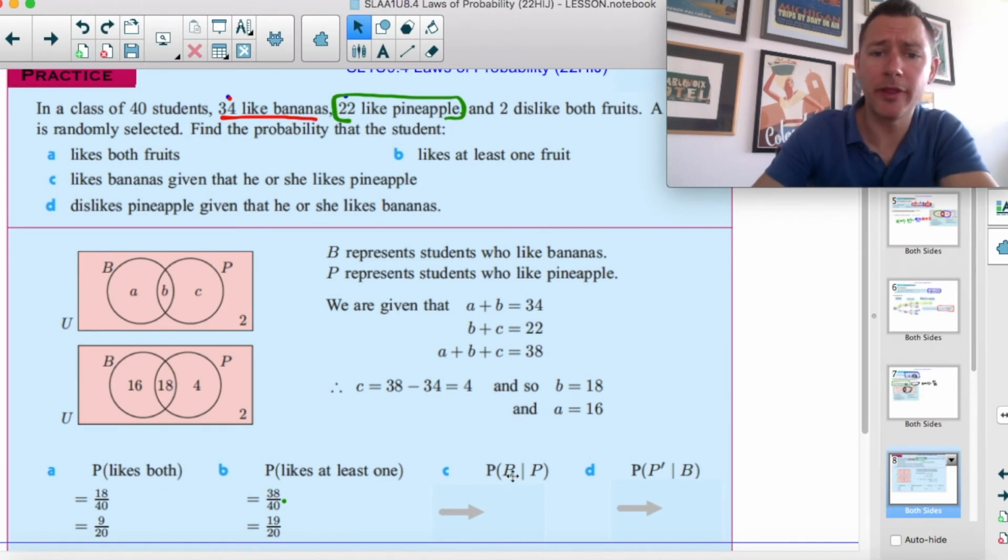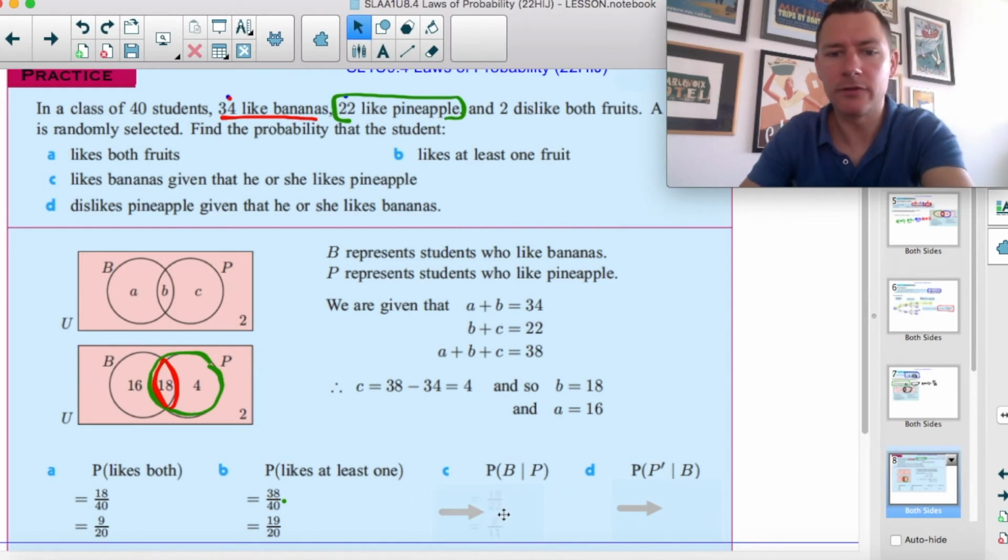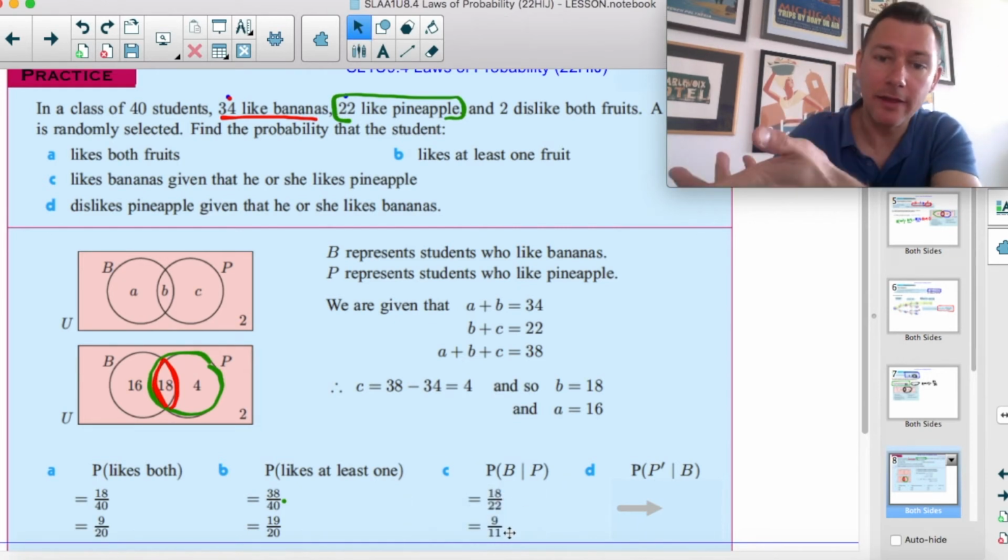I want the probability that they like bananas given that they like pineapple. So you bring all the pineapple enthusiasts in. The 22 pineapple enthusiasts come in. You say, raise your hand if you also like bananas. And so 18 of those 22 raise their hand, and then you simplify.